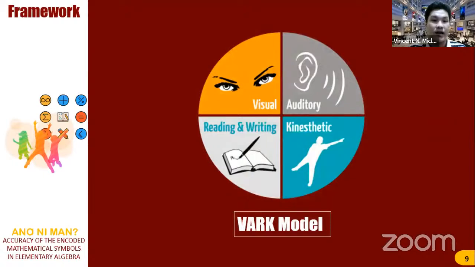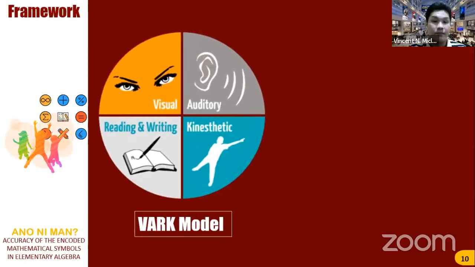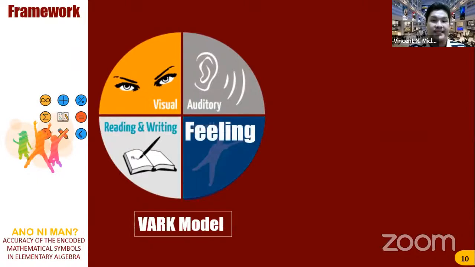Our last framework is from the VARK model, which is the visual, auditory, reading, and kinesthetic model. But for this model, however, we omitted the kinesthetic encoding, as mathematical symbols were never represented through body actions. So instead, we incorporated feelings associated with the symbols. And the visual, auditory, reading, and feelings, or the VARF model, was used as the main process of stimulus acquisition and means of information retrieval.